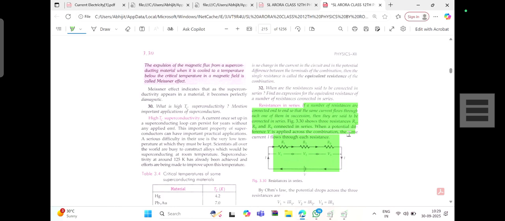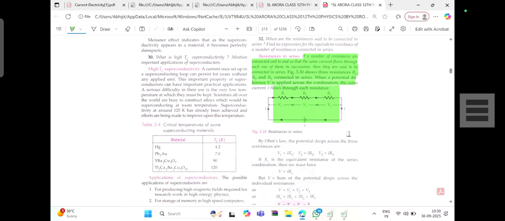If current I flows from here, the same current I flows through R1, also through R2, and also through R3, and gets back to the negative terminal of the circuit. Current should be the same in each resistance in series combination.